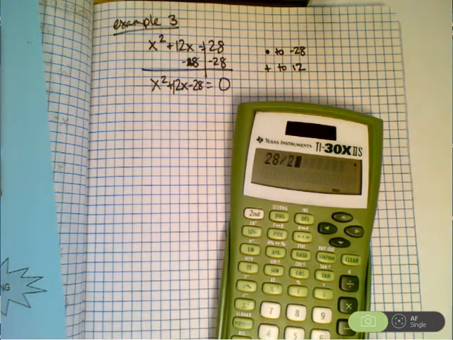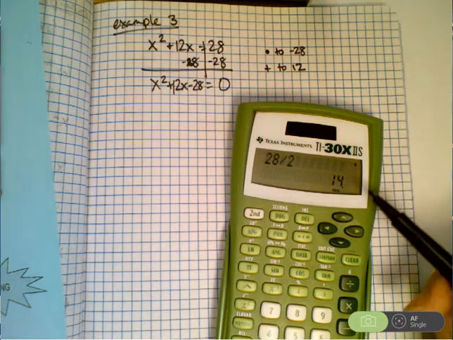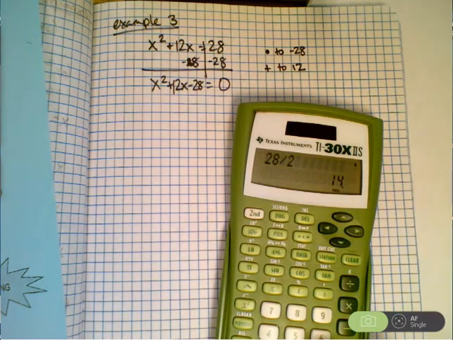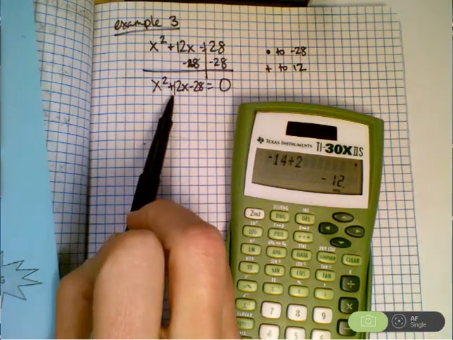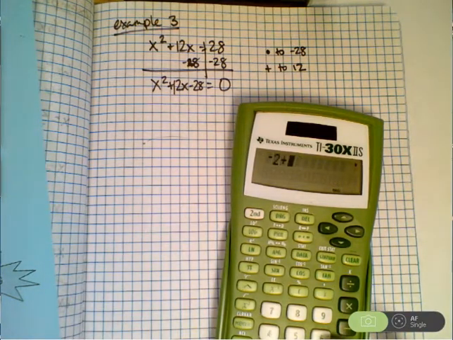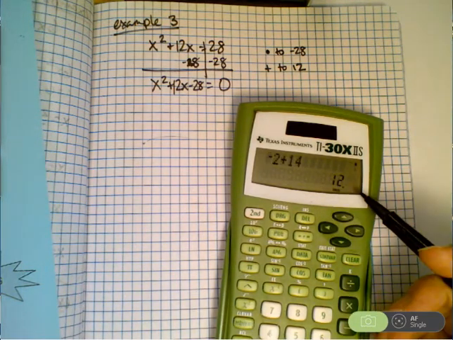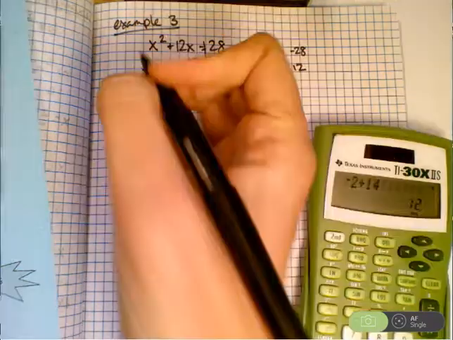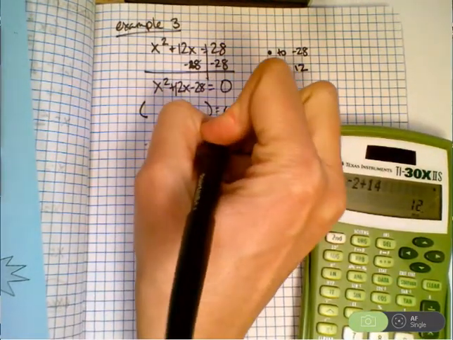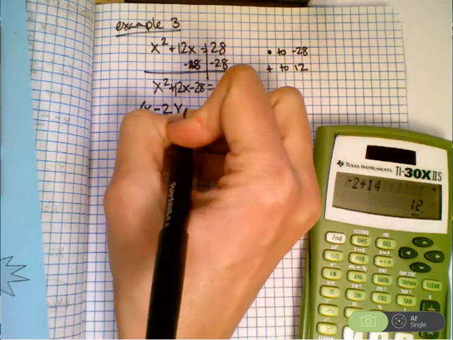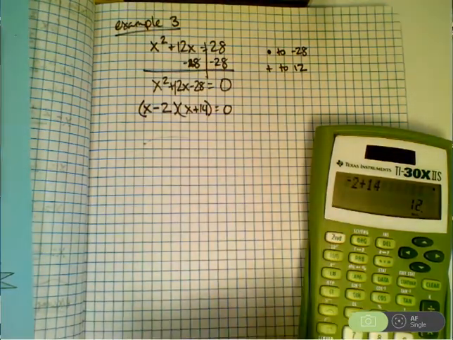28, can that divide by 2? It can. And I get 14. So I either need negative 14 plus 2. Negative 14 plus 2 is negative 12, but I'm looking for positive 12, so I'm going to do negative 2 plus 14. And let me just double check, negative 2 times 14. Yep, so that gives me the negative 28. And when I added them, I got the 12. So those are my two numbers. So when I factor this, I write x minus 2 and x plus 14.